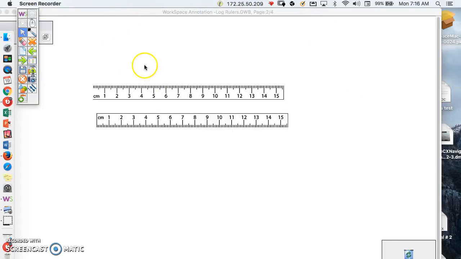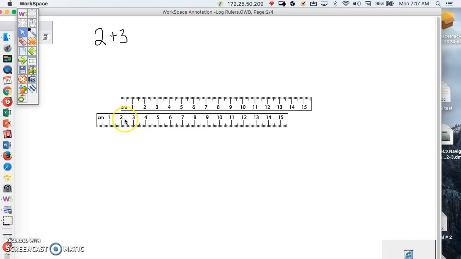So today we're going to be making some rulers. This is day 3, I believe, and we're going to be talking about logs. But first I want to review a way that you can add with the rulers. For example, if you needed to do 2 plus 3, you could take one ruler and start at 2. Then you add 3, and we look beneath here, and it is 5.